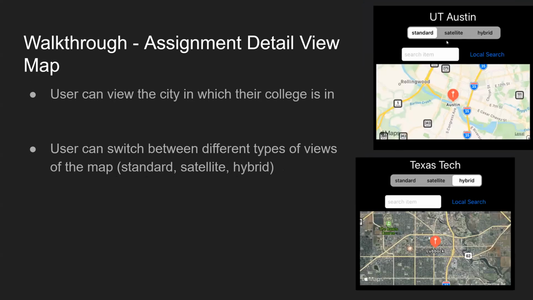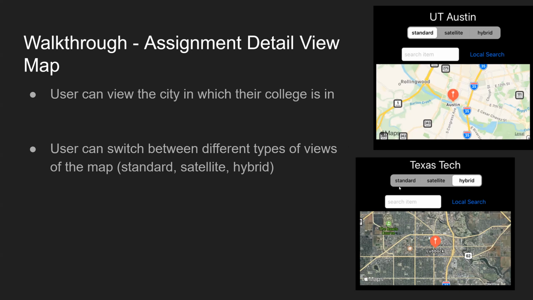So we're just going to focus in on the map portion of this. The user can view the state in which their college is in. For UT Austin, it's bringing in Austin, and for Texas Tech, it's bringing in Lubbock, Texas. So each time it brings in the city.